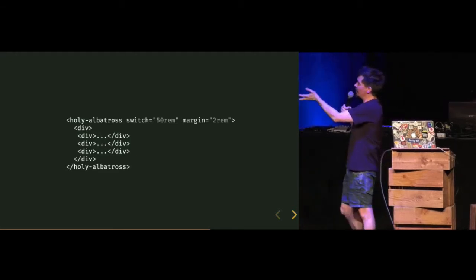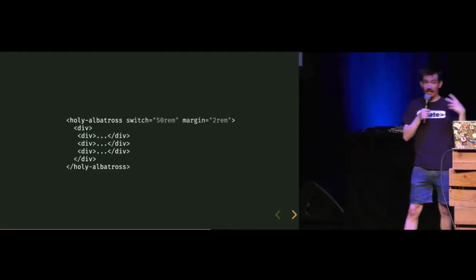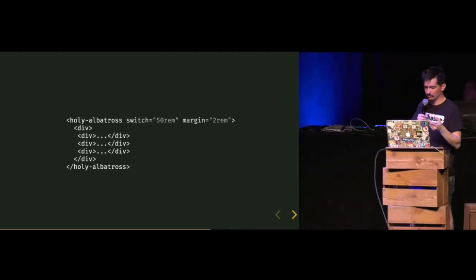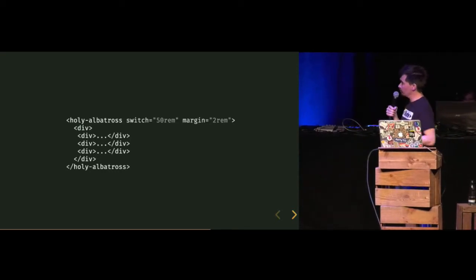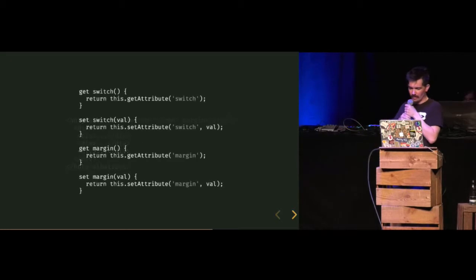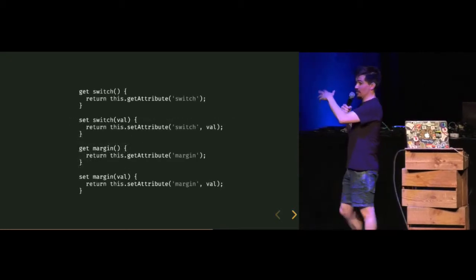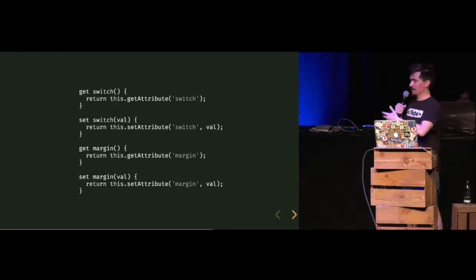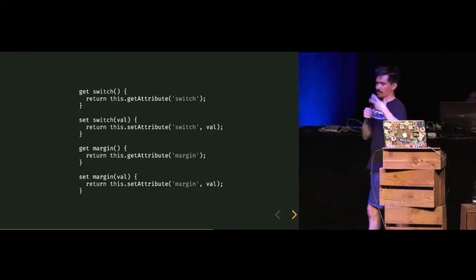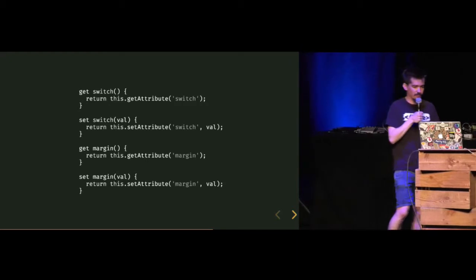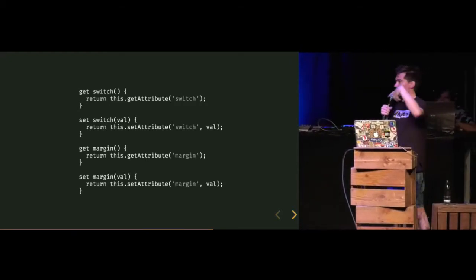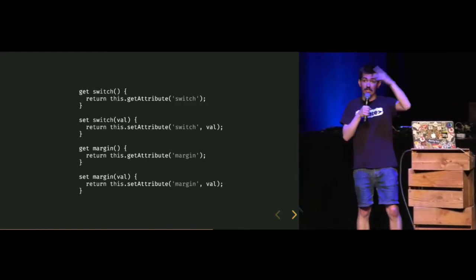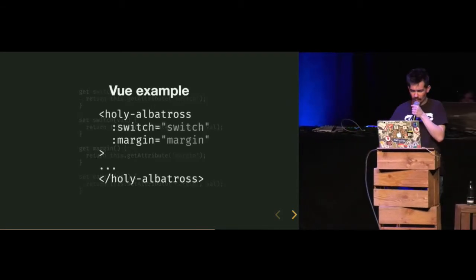So this is what the Holy Albatross custom element, like a layout primitive element, might look like. I've got a switch prop or attribute and a margin one. And I set getters and setters for these inside the custom element's definition. And it kind of turns the element into an API. It makes it work like a native element, like just a basic semantic element like a button or something like that. And it means I can connect it up into the outer application.